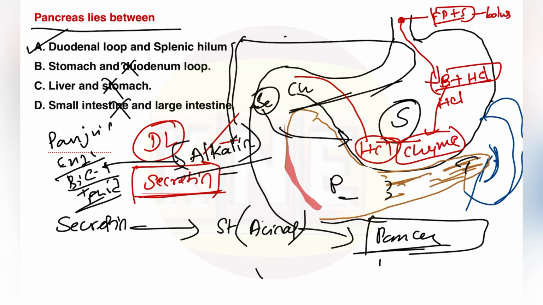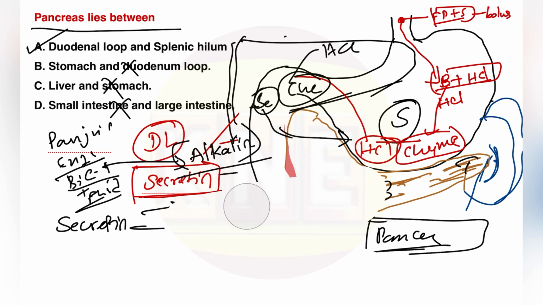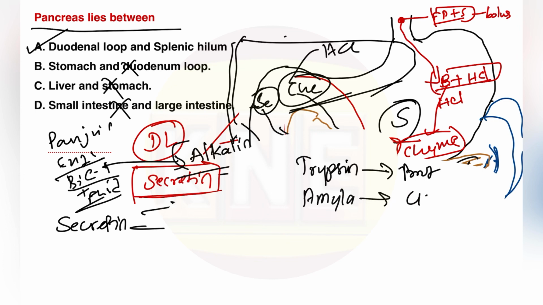Whenever chyme is present, it is acidic in nature. When it mixes with the alkaline juice, digestion takes place. The pancreatic enzymes are lipase, amylase, and trypsin. Trypsin will do the protein digestion. Pancreatic amylase will do the carbohydrate digestion. Lipase will digest which one? Fat. I hope you understood this one.